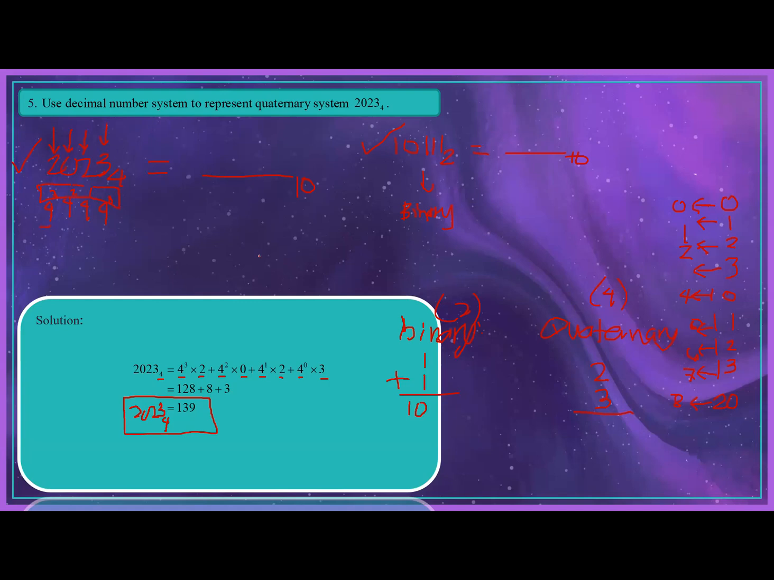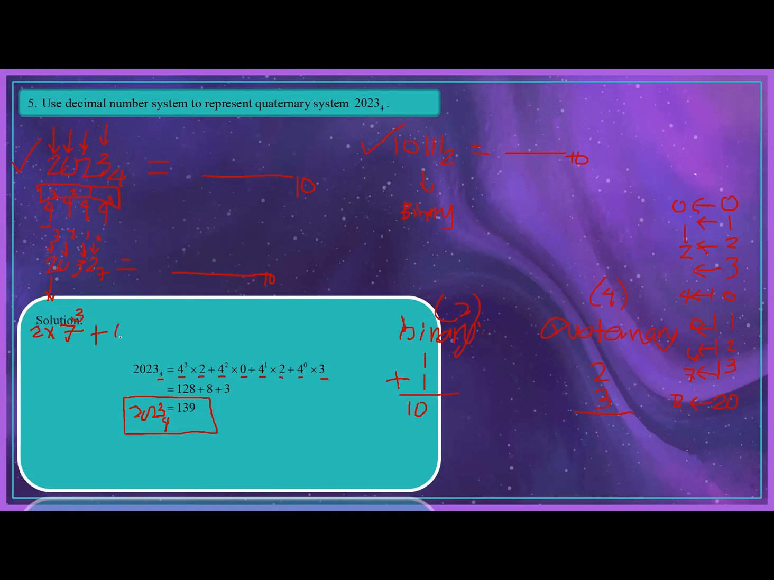Now if we need to convert, say, 2032 base 7 to decimal, that would be 2 times 7 to the power of 3, because from the start, this would be 0. This is to the power of 0. This is to the power of 1. This is to the power of 2. And this is to the power of 3.